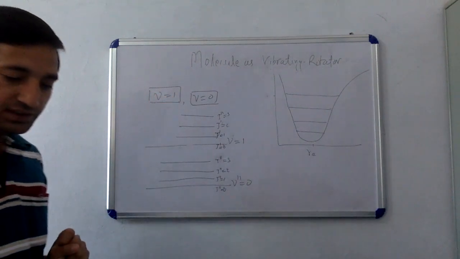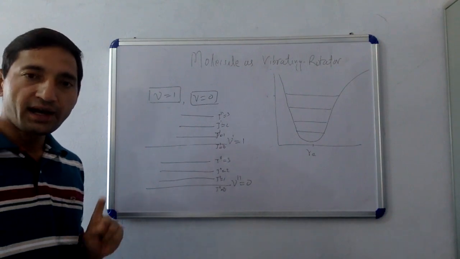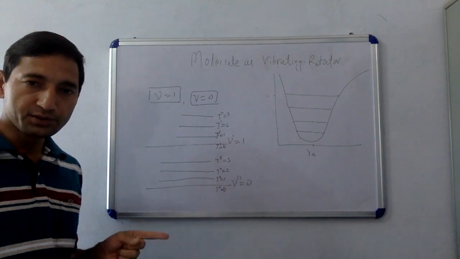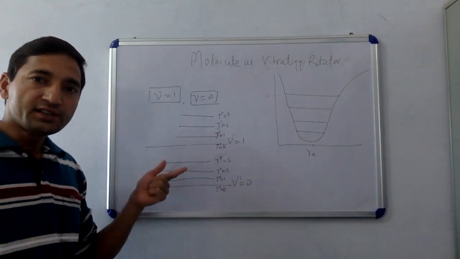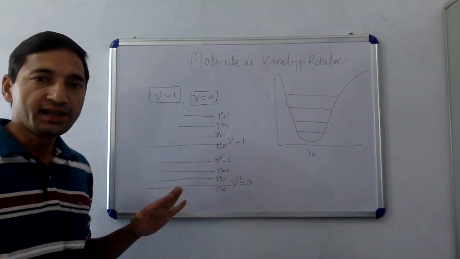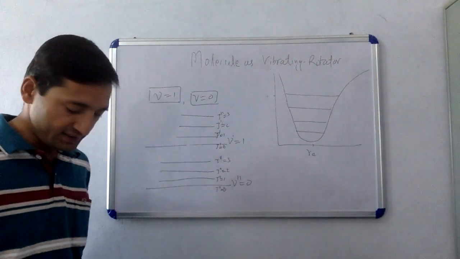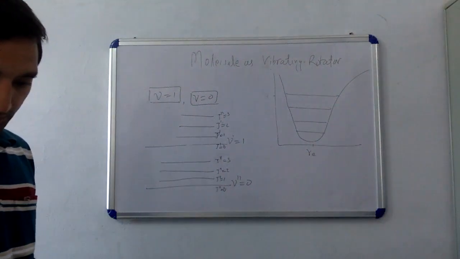Since the eigenfunctions of a vibrating rotator are essentially the product of the eigenfunctions of the oscillator and the rotator. Now, these are the eigenfunctions for the rotator, once we are talking about the rotational spectra, and for the oscillator, once we have the vibrational spectroscopy.